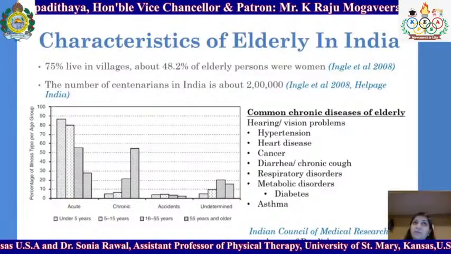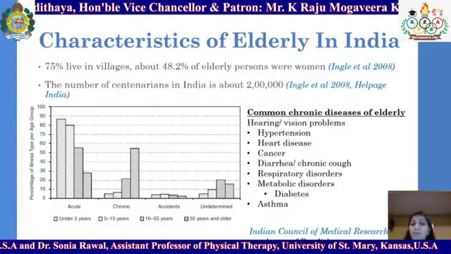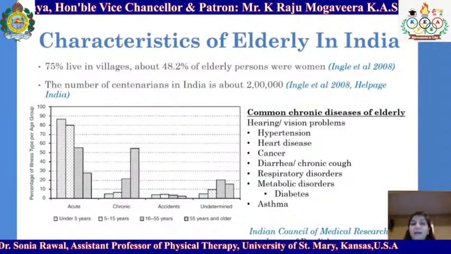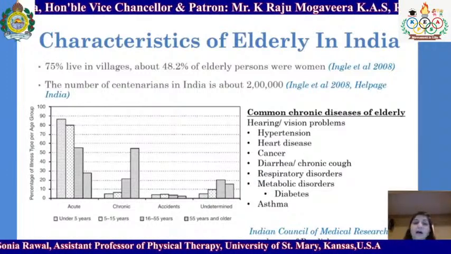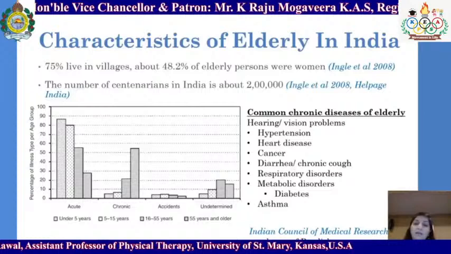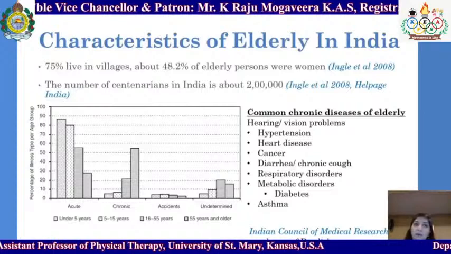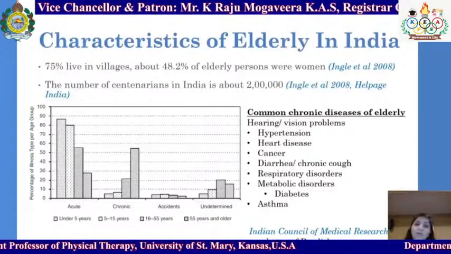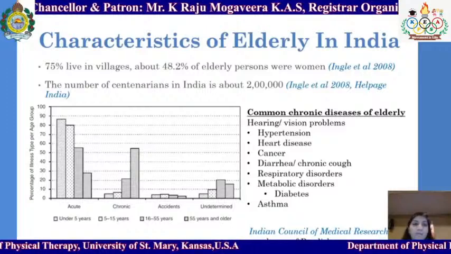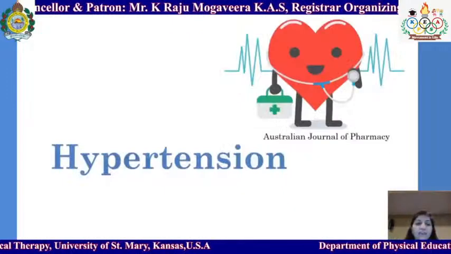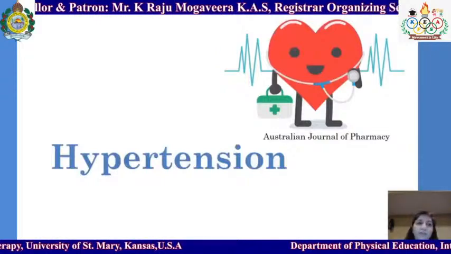And so today we are going to talk about some of these conditions like diabetes and hypertension. And then we will also be talking about one of the other common neurological conditions, that is Parkinson's disease. In this section, we will be talking about hypertension.